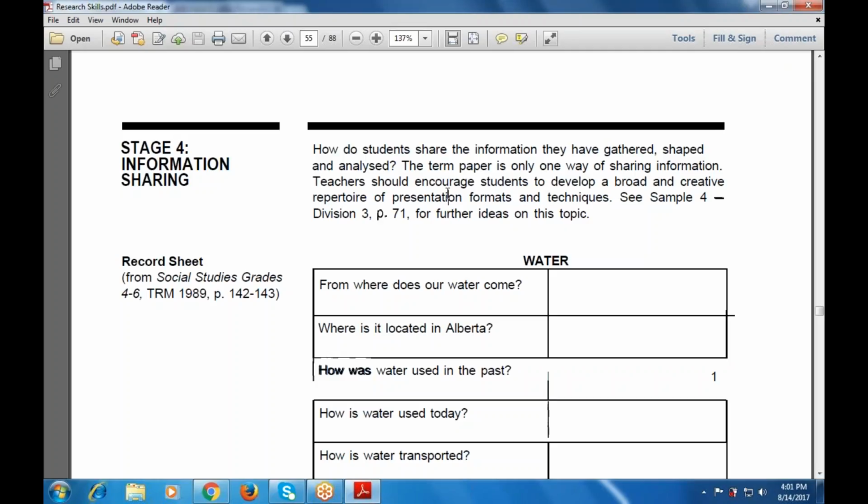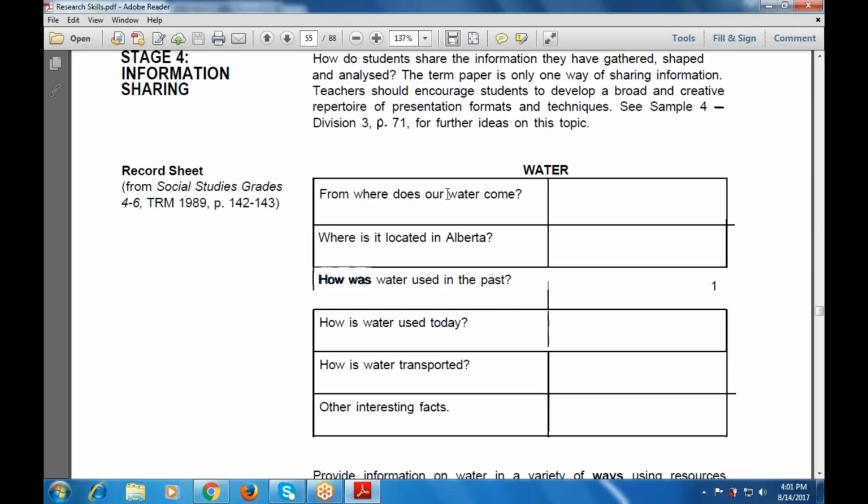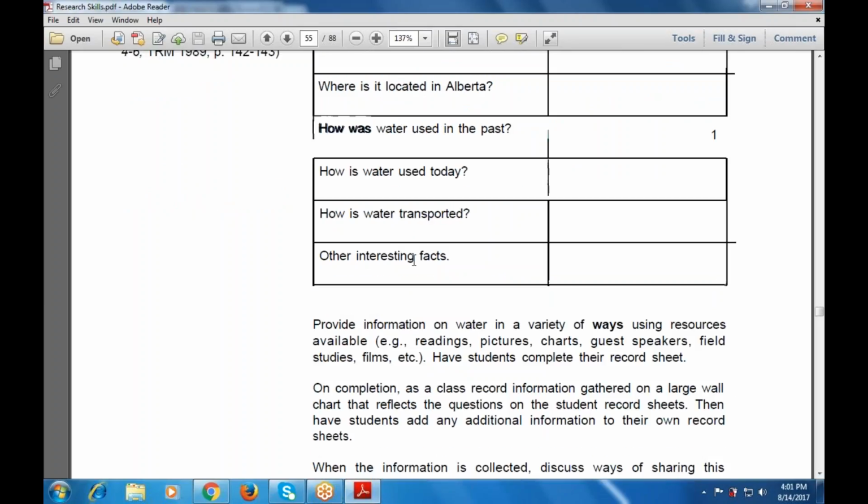From where does our water come? Where is it located in Alberta? How was water used in the past? How is water used today? How is water transported? So these are the various questions that arise from the record sheet. From where it comes, where it happens, the criteria, how it is used, how it is developed, and other interesting facts. It is always available in the outcome that comes from the past. There are two different ways, so there are multiple varieties of ways.